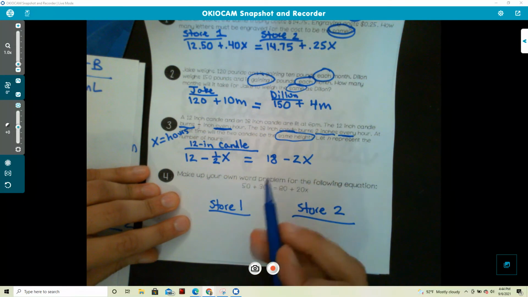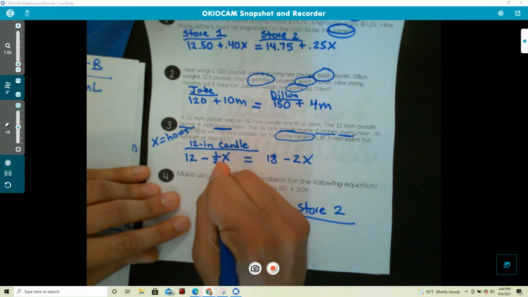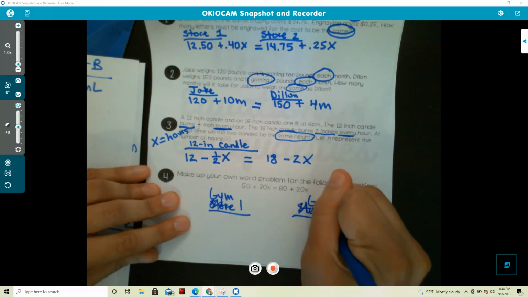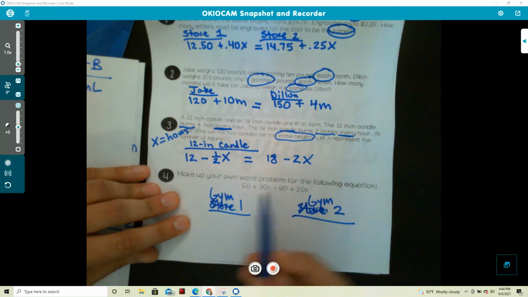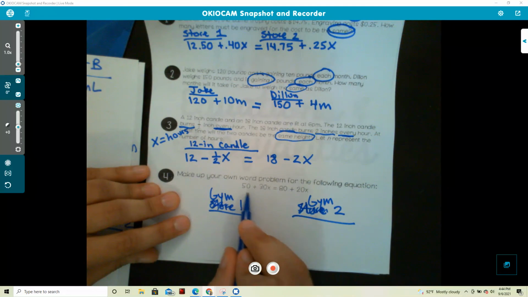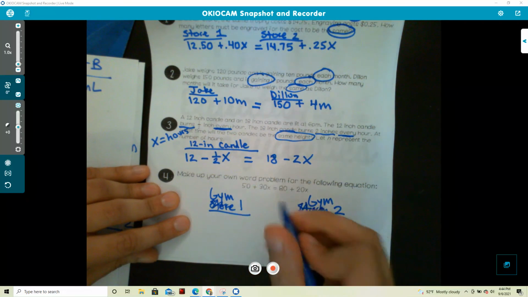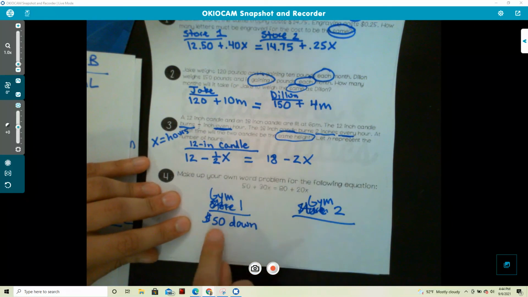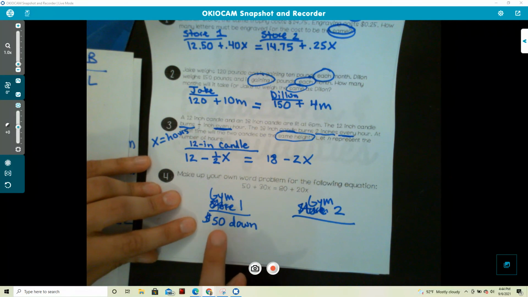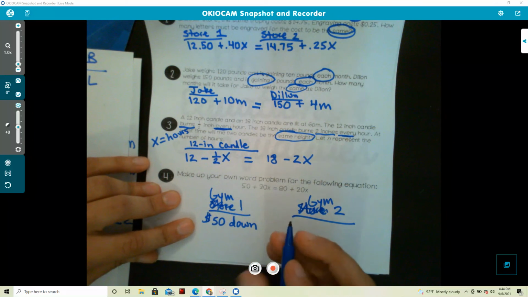Or let's just do like a gym membership. That maybe makes sense. So gym 1, gym 2. Okay, so at gym 1, let's say you have to pay $50 down and then $30 per month. So $50 down. It's another good example too, like an initial fee, like a registration fee, or a one-time fee that's usually a constant too. So we'll say $50 down and $30 per month.